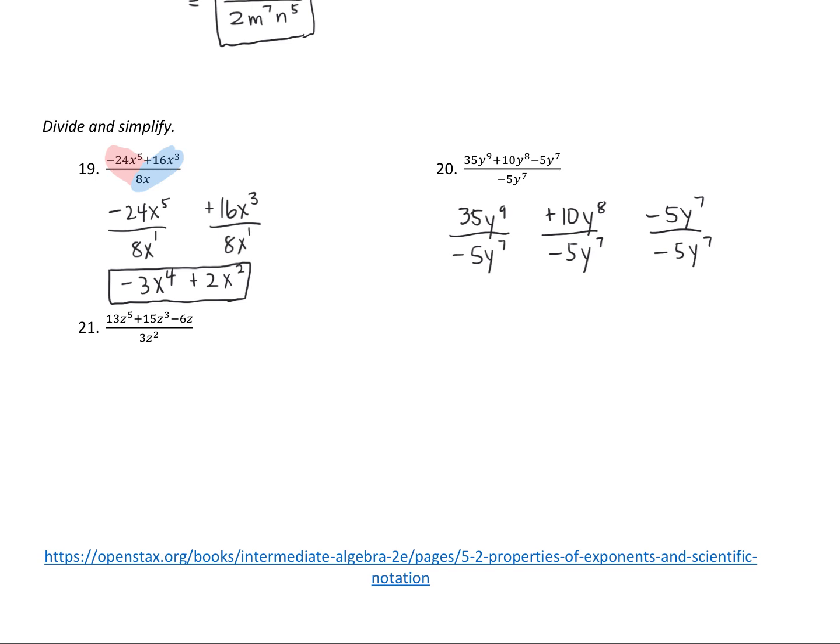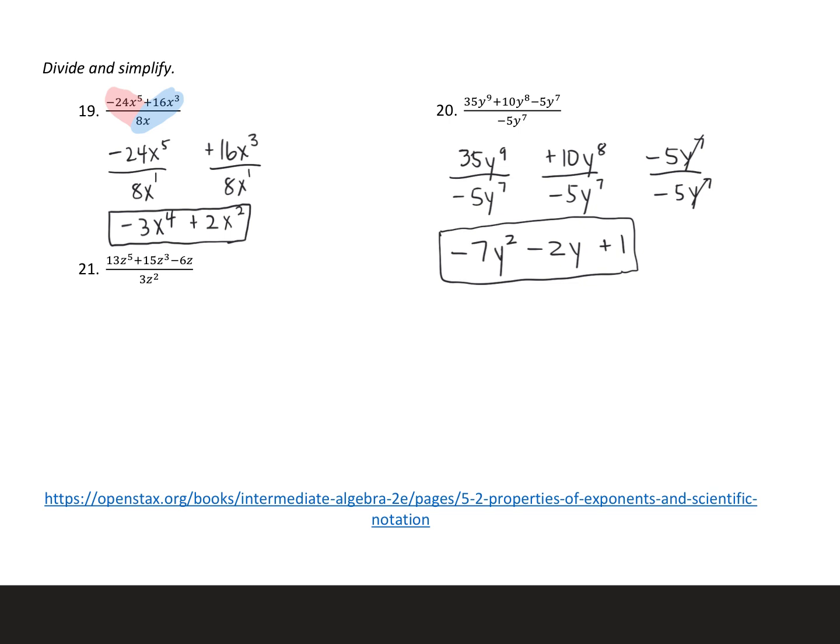So 35 divided by negative 5 is negative 7. There are more y's on top, so that will be y squared when I subtract. The second piece, 10 divided by negative 5 is negative 2. There are more y's on top. 8 minus 7 is 1, so I'll get y to the 1st, or I can just write y. And then the last piece, negative 5 divided by negative 5 is 1. And the y to the 7ths totally cancel, so that's just 1. So here is number 20. Remember that if something is divided by itself, it leaves a 1. So don't leave that part off thinking it's 0. It's a 1.